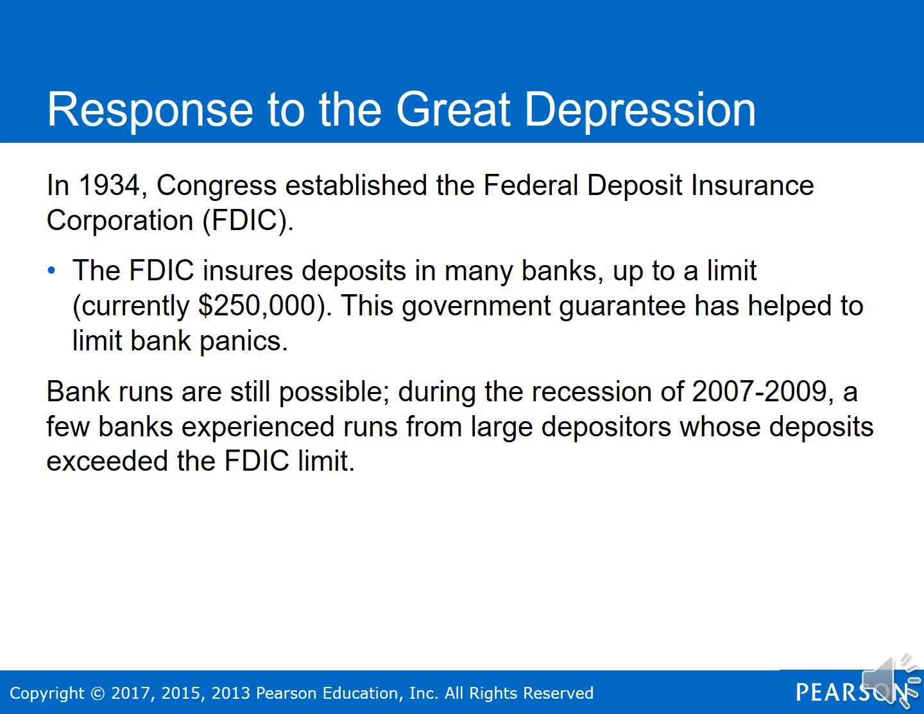But bank runs are still possible. During the financial crisis, a few banks experienced runs from large depositors whose deposits exceeded the FDIC limit. Those people knew they were only protected up to $250,000, but they had a lot more money than that deposited in those banks. So they would pull out money over the $250,000 limit.